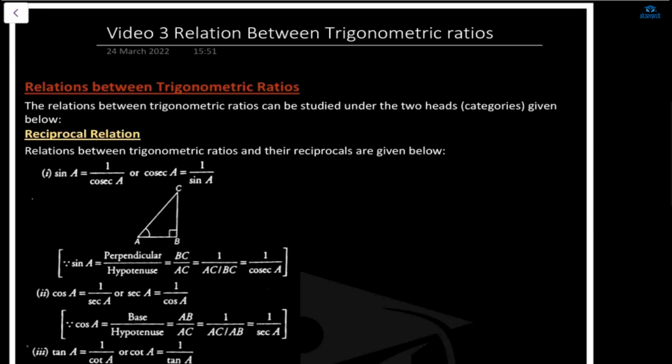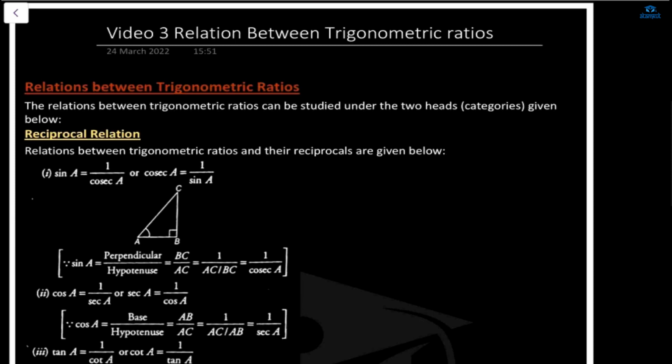So we were studying trigonometry. In my last class, you must have seen what trigonometry is and what trigonometric ratios are. There are 6 main trigonometric ratios. We have already seen them, and what the values of all 6 trigonometric ratios are.